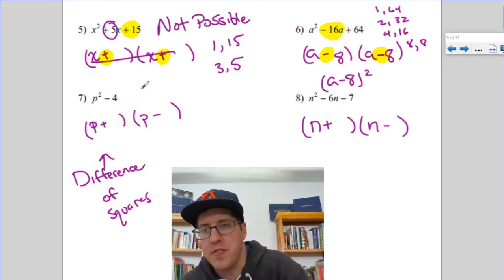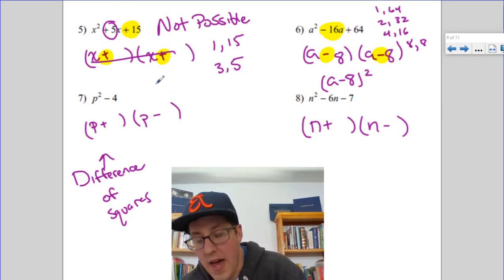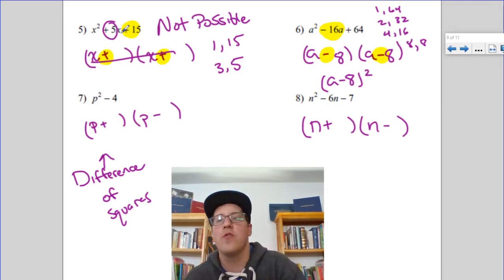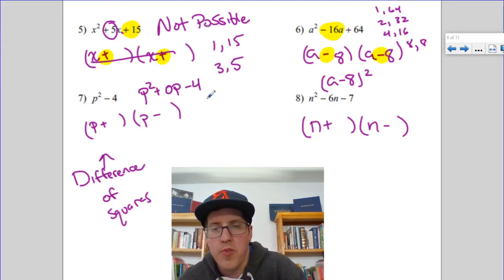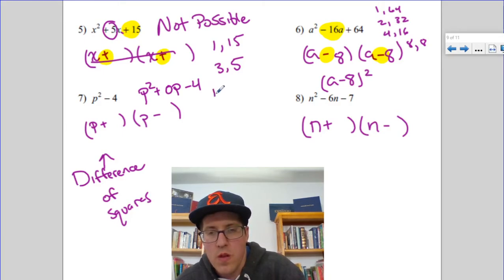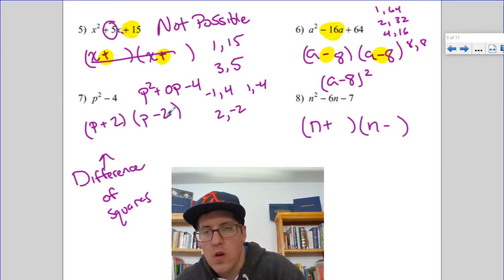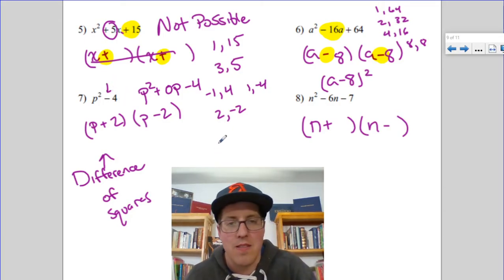Problem 7 is called a difference of two squares. Now, you could memorize that just because you see that there's no middle term, or you could think about it like this. p squared plus no p's minus 4. Well, what multiplies to make negative 4? 1 and 4, maybe 1 and negative 4, or 2 and negative 2. Well, plus 2 minus 2 would have the outsides and the insides cancel out.